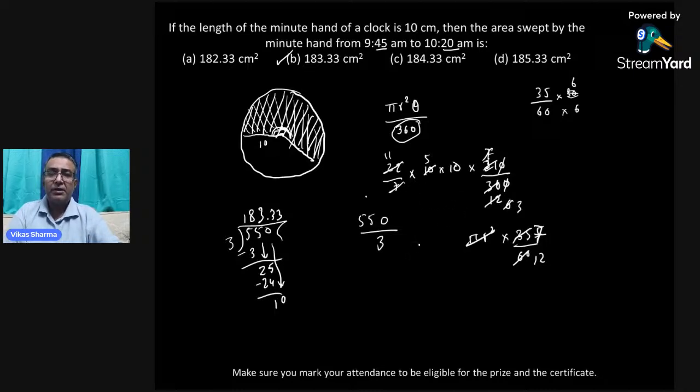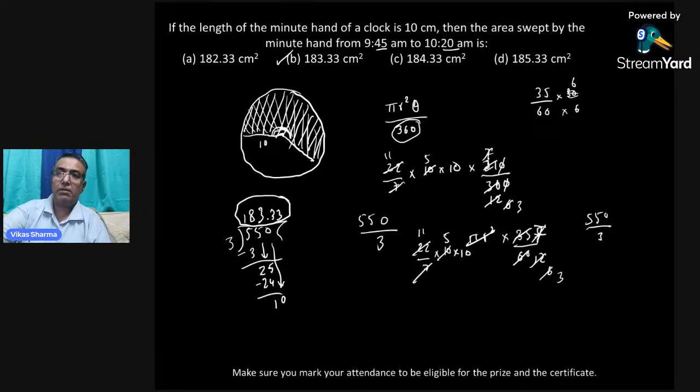Pi r square can be written as 22 upon 7 into r, which is 10 into 10. Now I can just simplify this. 7 and 7 can get cancelled. 22 and 12 I can cancel by 2, so this becomes 11, this becomes 6. Then 10 and 6 again I can cancel, so this becomes 5 and this becomes 3, and nothing else I can cancel now. So 11 times 5 times 10 is 550, and then the denominator we have got 3, and when we solve that we get 183.33.